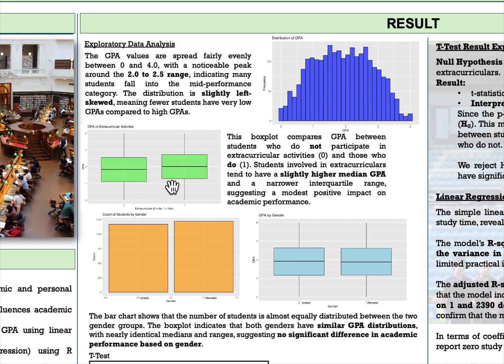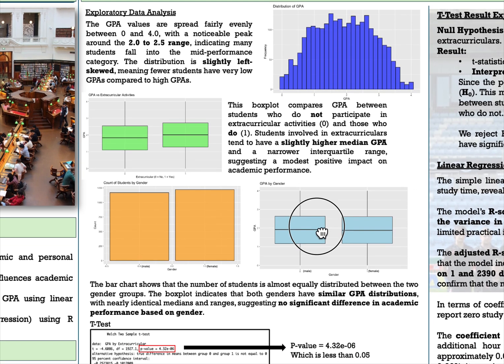The second is a box plot, comparing GPA between students who do not participate in extracurricular activities, noted as 0 on the left side, and those who do, noted as 1 on the right side. Students involved in extracurriculars tend to have a slightly higher median GPA and a narrower interquartile range, suggesting a modest positive impact on academic performance.